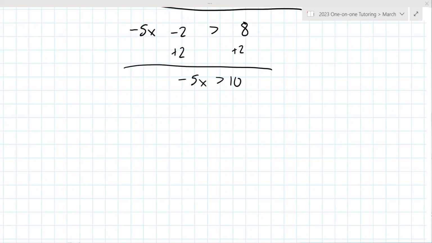So you're going to divide both sides by negative 5. Now you should sort of say, okay, I've got to do something when I divide by a negative. Do you remember that from class? You're going to flip the sign. Yes, so x is less than negative 2.